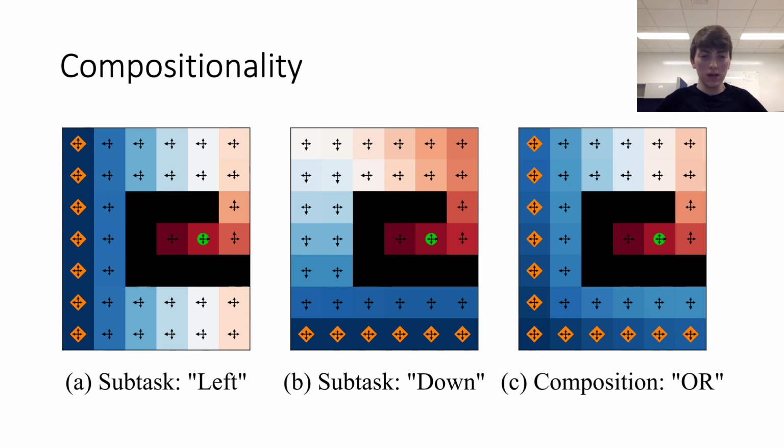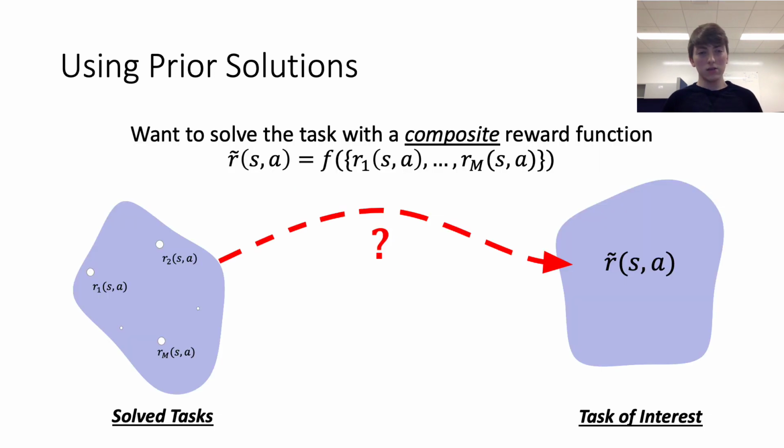We would like to compose these tasks in a way that tells the agent to navigate to either the left side of the maze or the bottom side of the maze. In order to do this, we could learn from scratch this new reward function, or somehow use this previous knowledge to improve the training time. In the previous section, we've shown how a single prior solution can be used to shape the task of interest. Now we would like to know how we can use multiple solved tasks to assist in the solution to a task of interest. We note that this task of interest, R tilde, just has a functional form where an arbitrary, possibly nonlinear function f can be applied to these solved tasks in order to define the new task of interest.